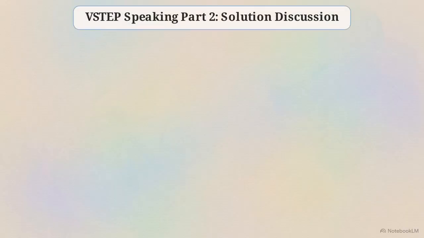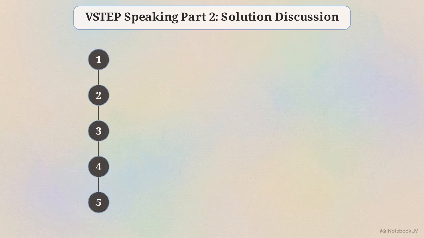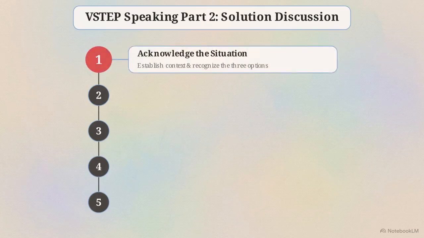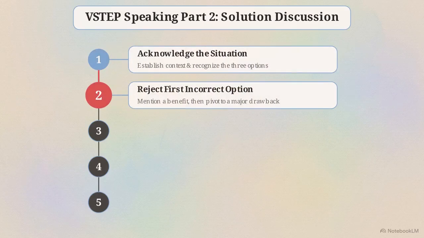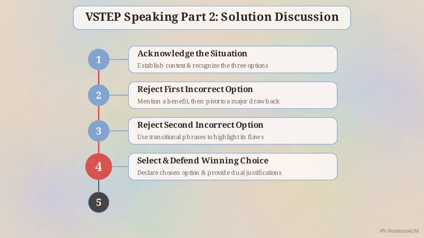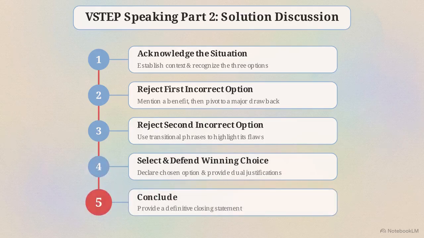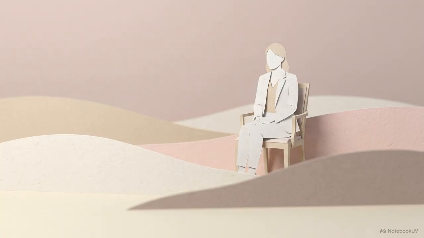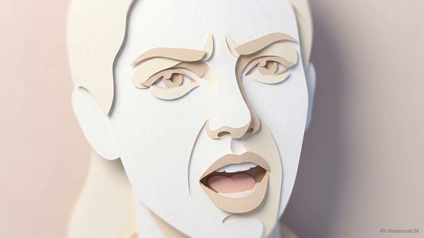This roadmap consists of 5 precise steps. 1. Acknowledge the situation. 2. Reject the first incorrect option. 3. Reject the second incorrect option. 4. Select and defend your winning choice. 5. Conclude. Relying on this pre-built logical framework helps handle the structural requirements of the test automatically, allowing you to dedicate more attention to specific vocabulary and clear pronunciation.